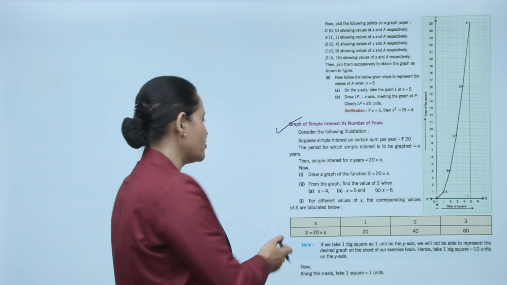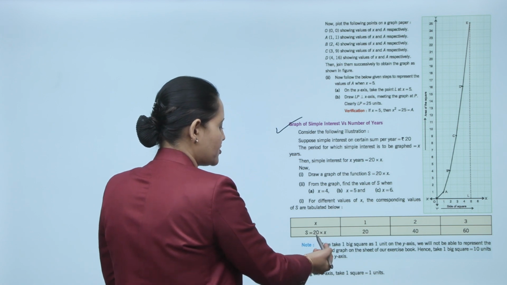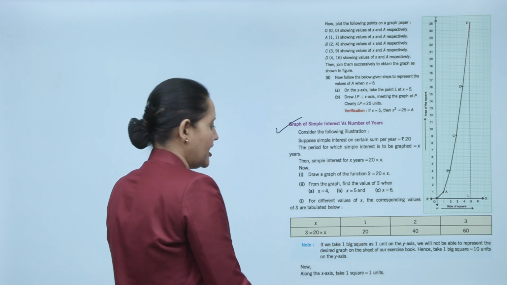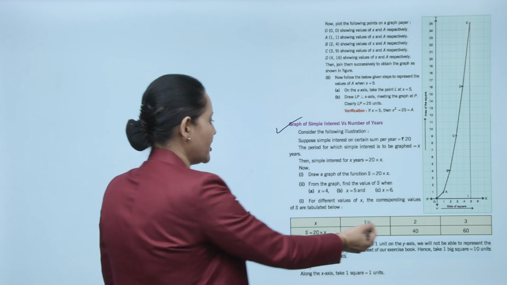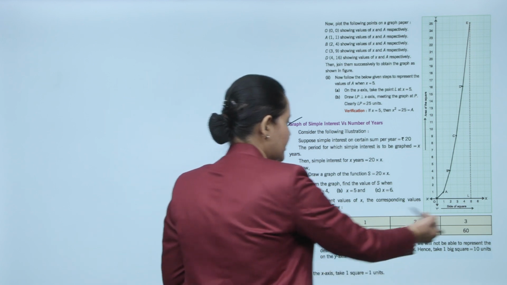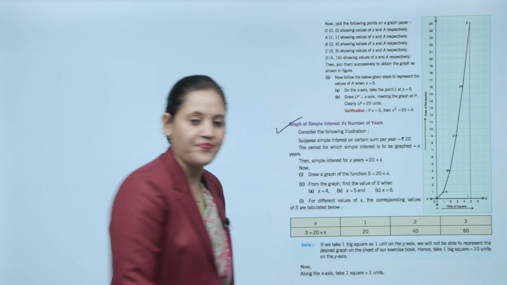So we have to draw the graph. The table will be: if the value of x is 1, then s equals 20 into 1, that is 20. If the value of x is 2, then 20 into 2, that is 40. If the value of x is 3, then 20 into 3, that is 60.